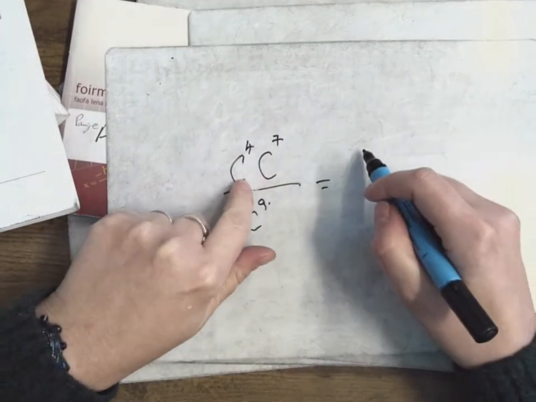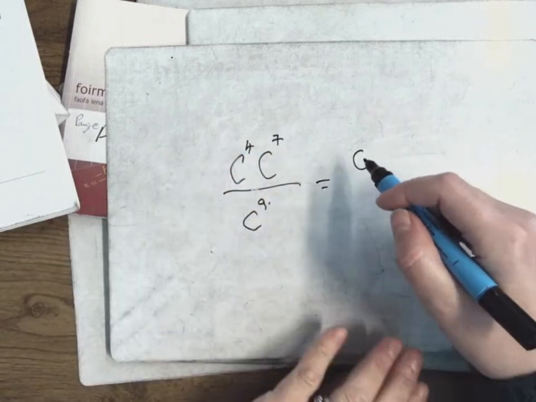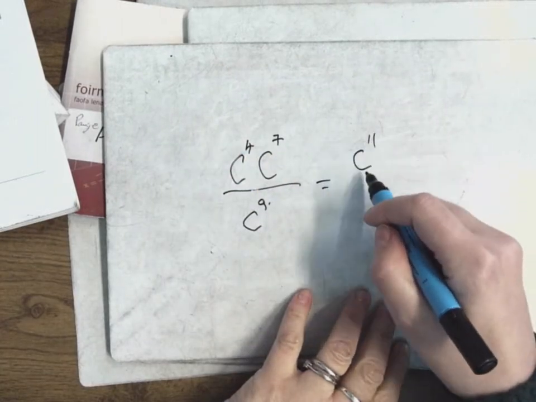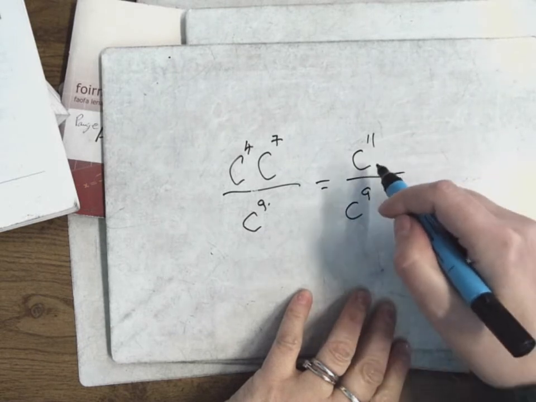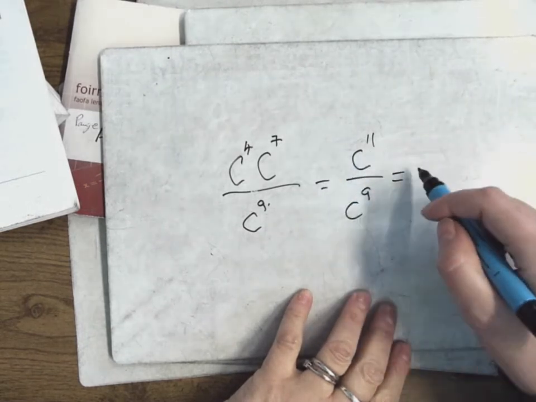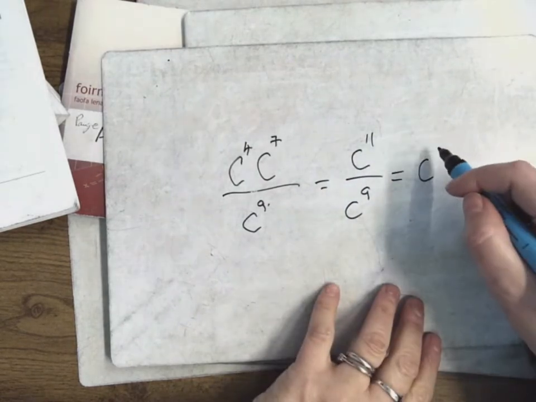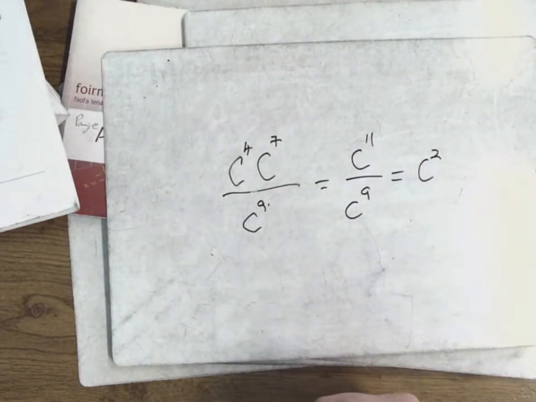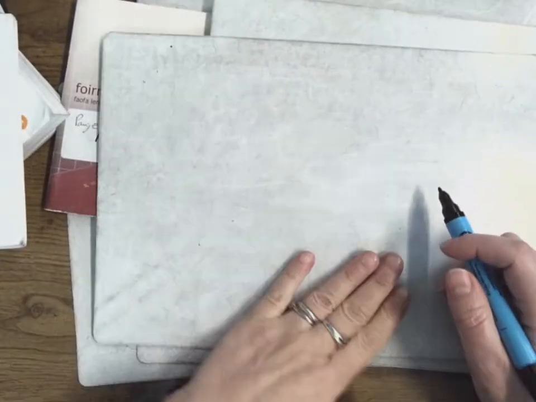Multiply them. And in order to multiply them, what do you do? Add. So you say 4 and 7 is 11. Underneath the line, you have c to the power of 9. Now you do your division. So the rule is, to divide, you subtract. It's the top, take away the bottom. So what's the answer? 2. That's your answer. Is that right? Okay.